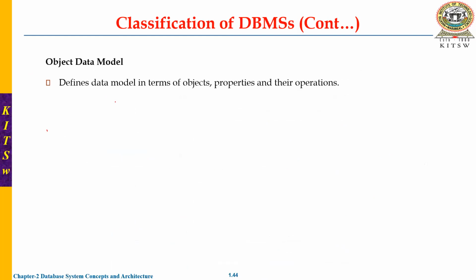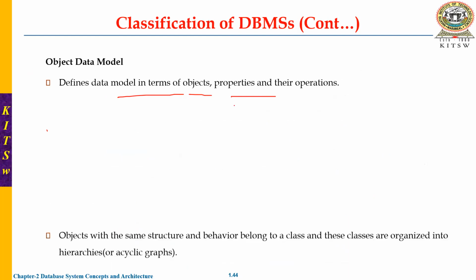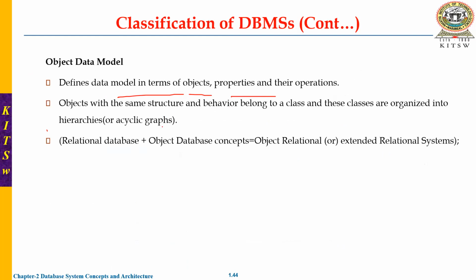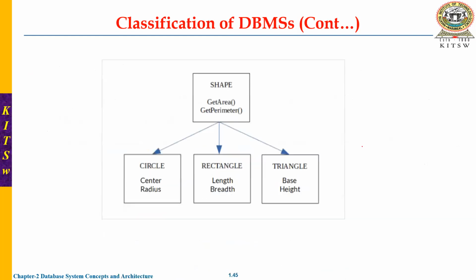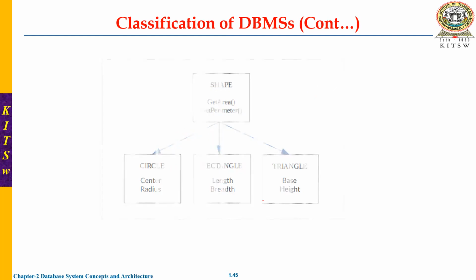Object data model defines the data model in terms of objects, properties, and their operations. So relational database plus object database concept equals object relational or extended relational systems. In this classification of DBMS, shape is a relation, called an is-a relation. Circle is a shape. Rectangle is a shape. Triangle is a shape. So generally this will be the relationship between the several entities.